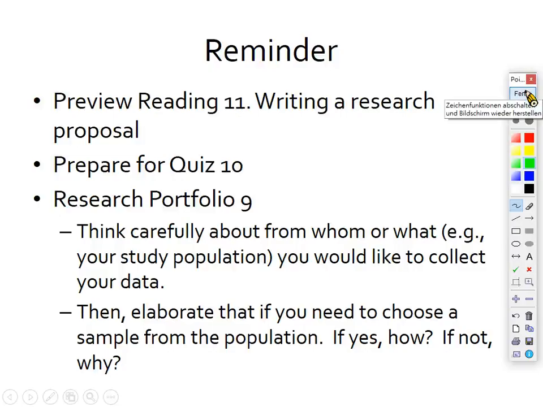And here comes the reminder. Next week, we are proceeding to writing a research proposal. Why do we need a proposal? Next semester, you will be preparing your GP proposal, right? And you need to learn some rationale for that. We have a quiz for today's lesson. And there's a research proposal number 9.